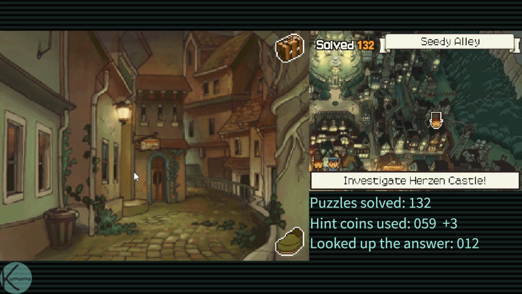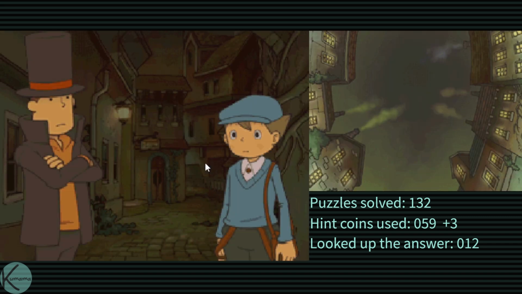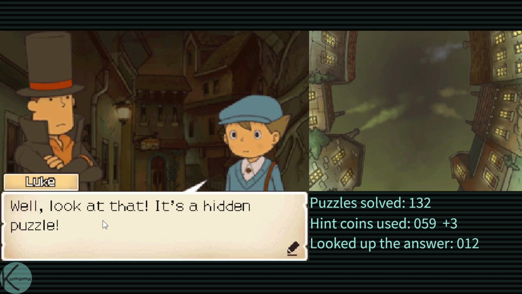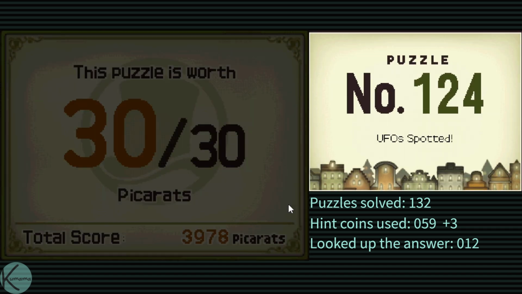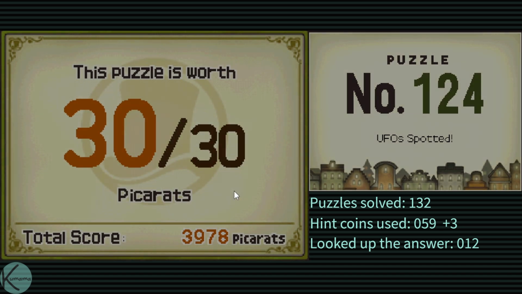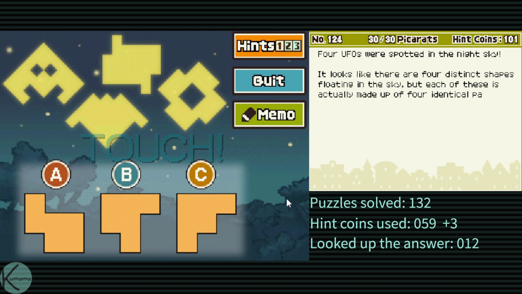On down the alley looking for a find. Howling to the moon on a hot summer night. Well, look at that. It's a hidden puzzle here in my game about hidden puzzles. UFOs spotted. 4 UFOs were spotted in the night sky. It looks like there are 4 distinct shapes floating in the sky, but each of these is actually made up of 4 identical parts. Which of the following is the base part used to make all of these shapes?